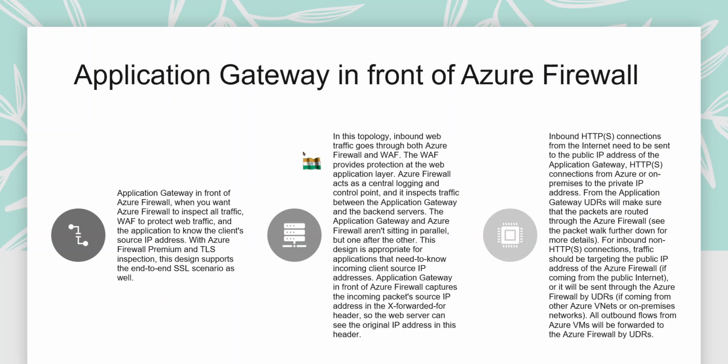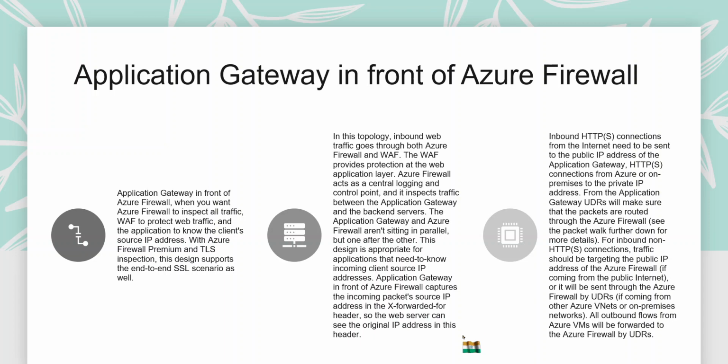And in this structure, you can see the inbound web traffic goes through both Azure firewall and the web application firewall. The WAF will provide protection to the application layer, and the Azure firewall will act as a central logging and control point. It will inspect the traffic between the application gateway and the backend servers. So the Azure firewall and the application gateway aren't sitting in parallel but one after the other. In this case, the application gateway is in front of the Azure firewall.